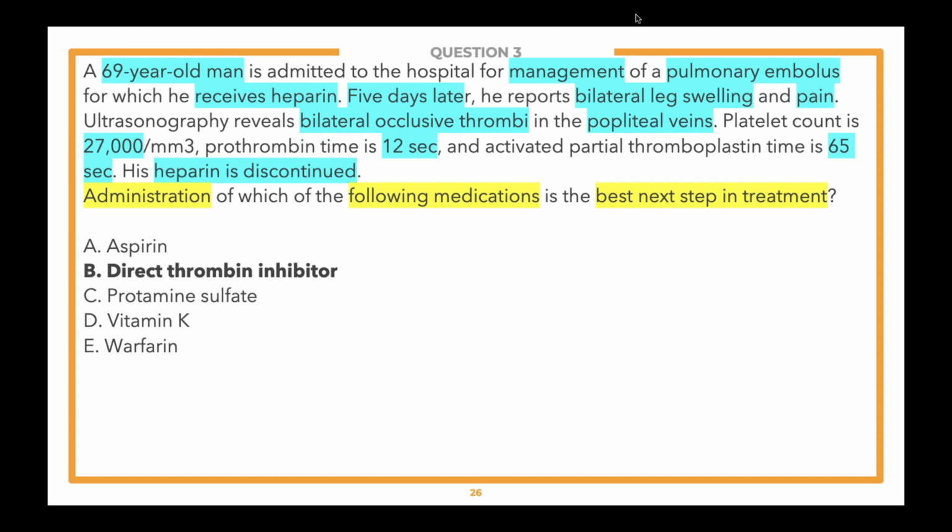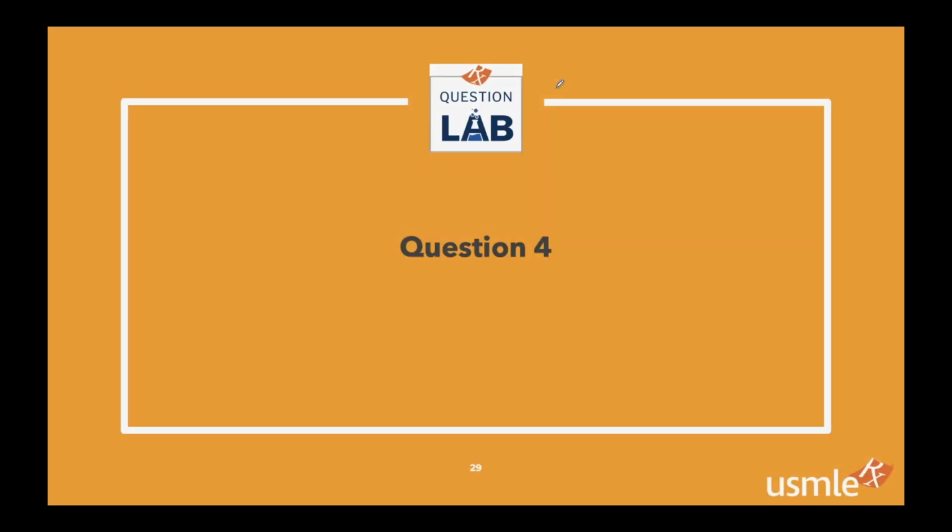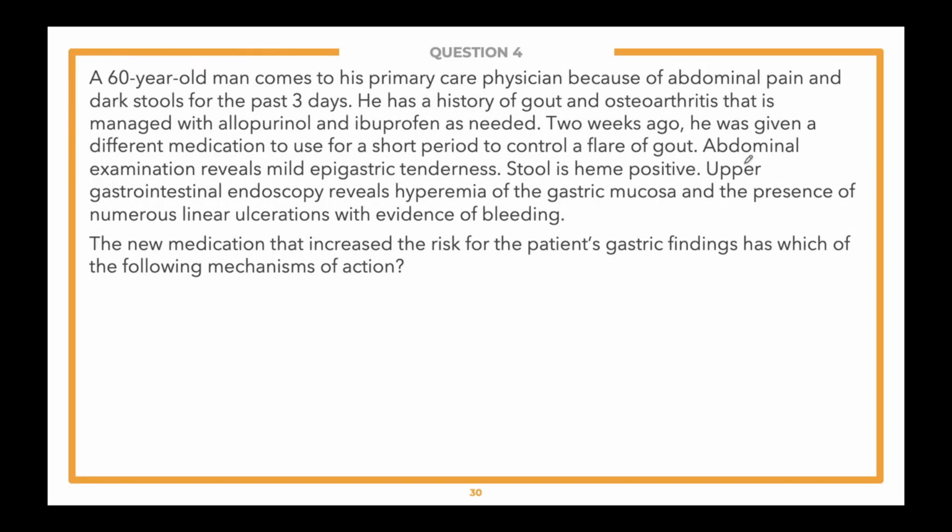Well, thank you very much, Boris, for another great explanation. Let's move on now to our last question of the evening on the topic of pharmacology. Once again, the answer choices have been removed, and we will begin with the lead-in. The new medication that increased the risk for this patient's gastric findings has which of the following mechanisms of action? I'll give all of you a few moments here to respond in the question lab and let us know how many steps you believe this question will require. And then we'll move on to that vignette.